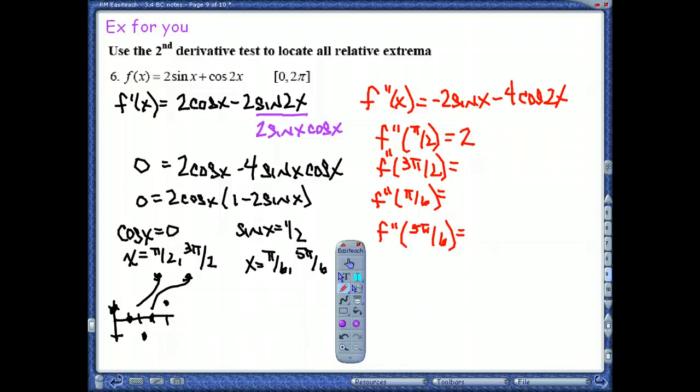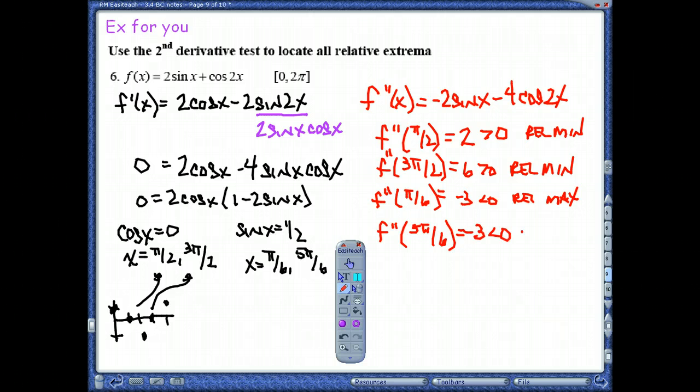So at pi over 2, I should get 2, which is greater than 0, so that one's a relative min. At 3 pi over 2 we get 6, so that's greater than 0, so that's a relative min. Pi over 6, that's negative 3, which is less than 0, so that's a relative max. And then this also gives us a negative 3, which is less than 0, which is a relative max as well.